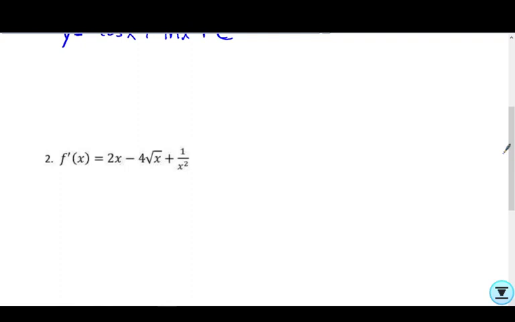Now the second one, f prime of x equals 2x minus 4 square root of x plus 1 over x squared. This goes back to what we've been talking about with derivatives. As soon as I see a root or x in the denominator, I know I need to rewrite. So f prime of x, I'm rewriting, is 2x minus 4x to the 1/2 plus x to the negative 2 power. What I've done is changed my root to its power form, and I've used the negative power to bring it to the top.